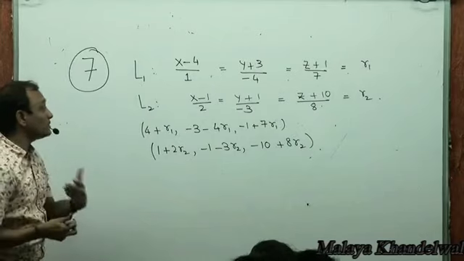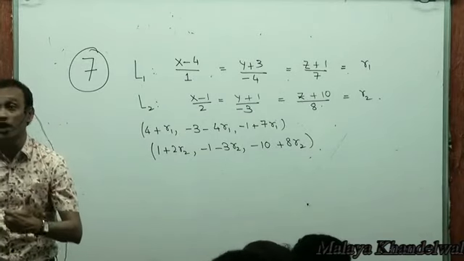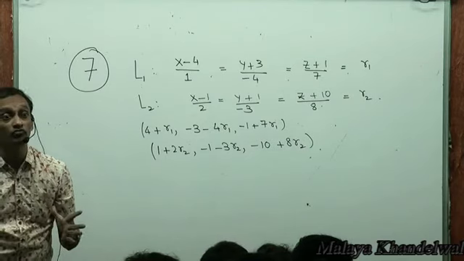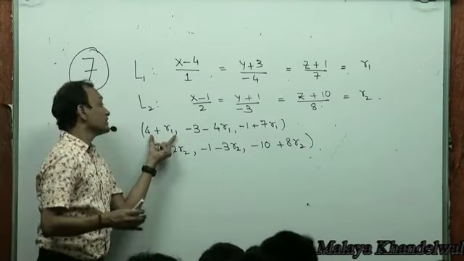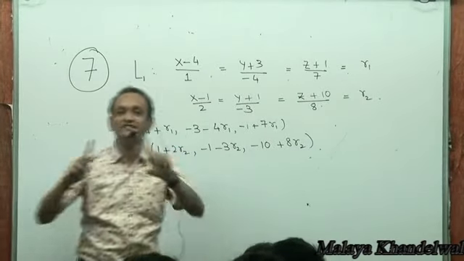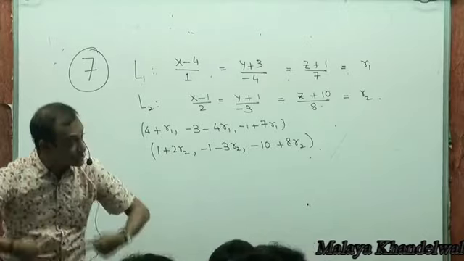Now this can also be a check whether they intersect at all or not. If I can find values of R1 and R2 such that this is equal to this, and this is equal to this, and this is equal to this, then the two lines intersect. That's another check for intersection of the two lines.